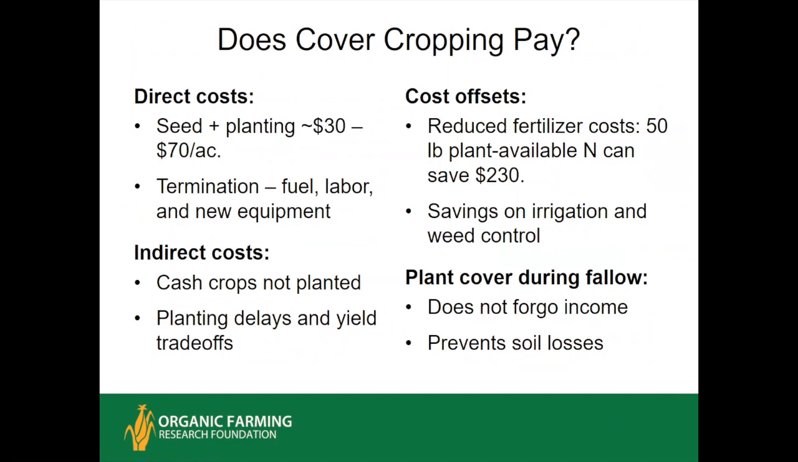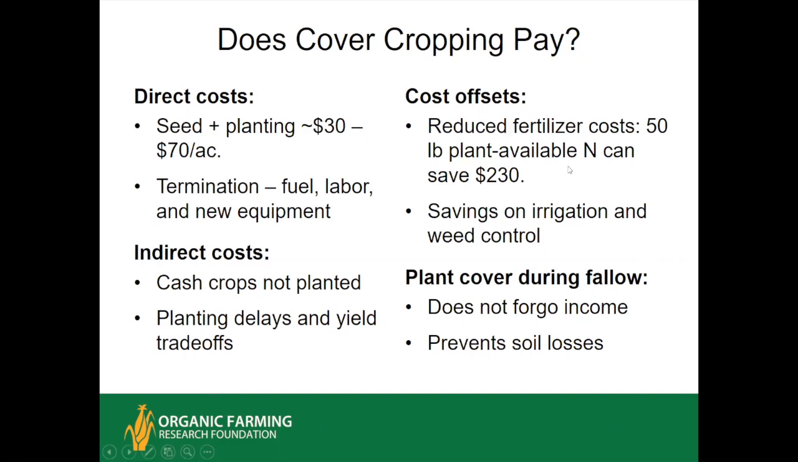Indirect costs, if you're adding a cover crop and it's resulting in a cash crop not being planted or a later planting, you will have a yield trade-off or income forgone. But there are some really important cost offsets.